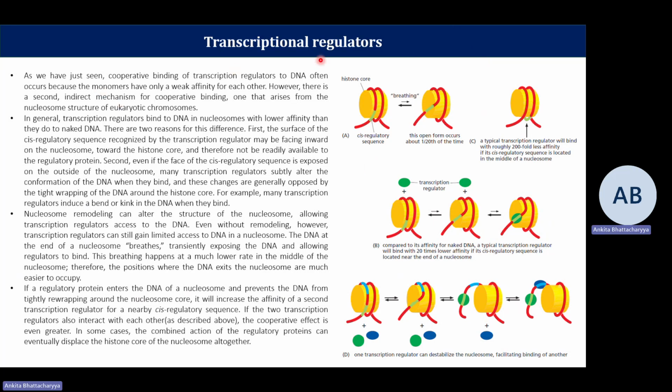The cooperative binding of transcriptional regulators to DNA occurs because these monomers have only a weak affinity for each other. The formation of stable heterodimers is not the default option. However, there is a second, rather indirect mechanism for cooperative binding as well, one that arises from the nucleosomal structure of eukaryotic chromosomes.